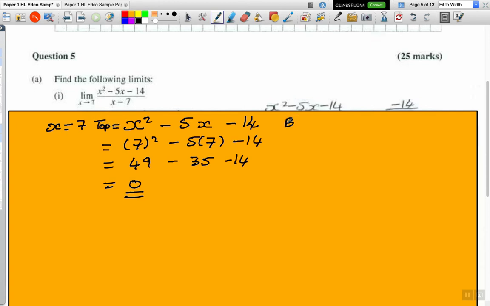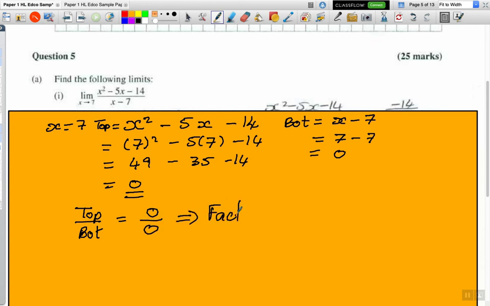Now we're going to work out the bottom, and the bottom is equal to x minus 7. So it's going to be 7 minus 7, and the answer is 0. So this is a bit of all-round revision. So what have I got at the moment? I've got the top divided by the bottom is equal to 0 over 0, and this implies that you have to factorize before you can go any further.